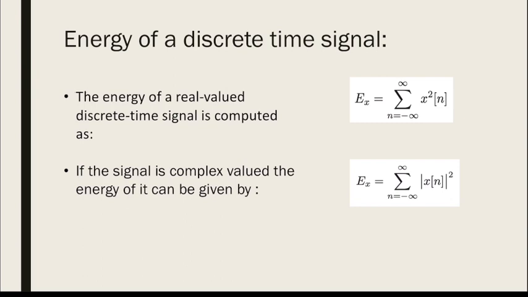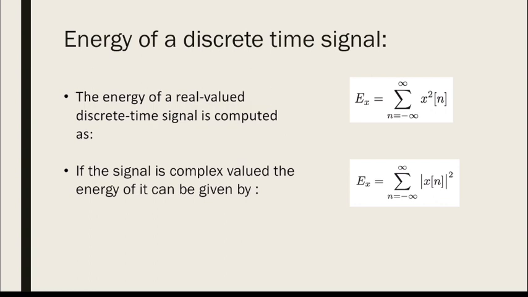And the second equation, for the complex value, E of x, is exactly the same as for the real value discrete time signal, with only one difference: the input x of n is squared and we take the absolute value of it.